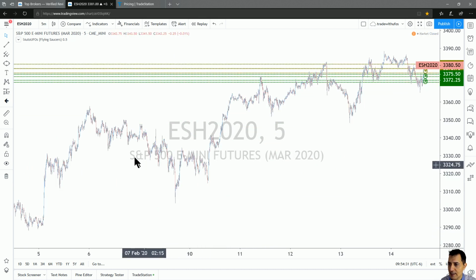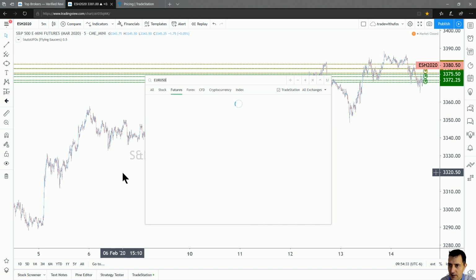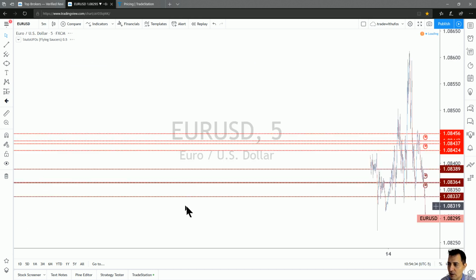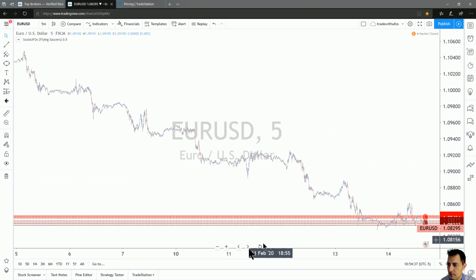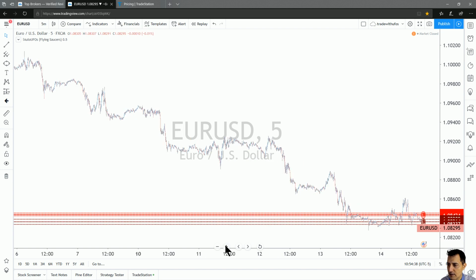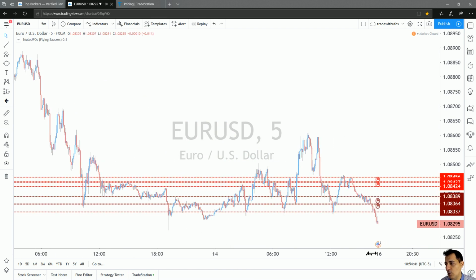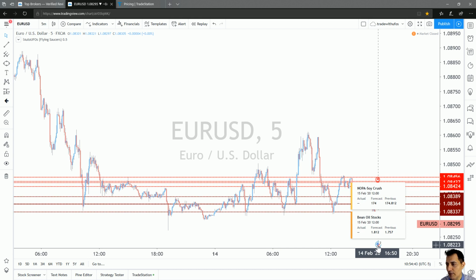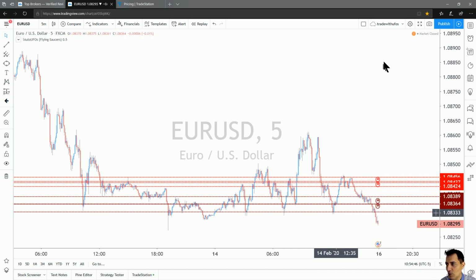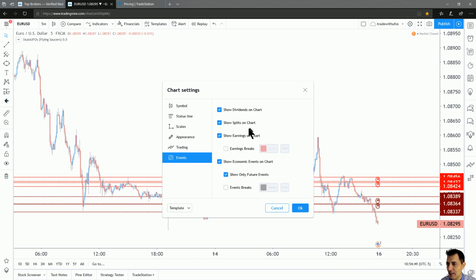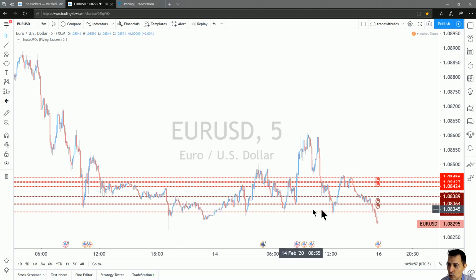Okay, so I guess it's not loading with the TradeStation data feed, but with other data feeds, for example, if I load the euro, yeah, so you can see here. Oh, I know why. I only got one bubble here. I only got one report here, and the reason why is, again, coming back to settings and events, I only have show future events. So if I was to uncheck that, it would show every time a news was reported in the past.